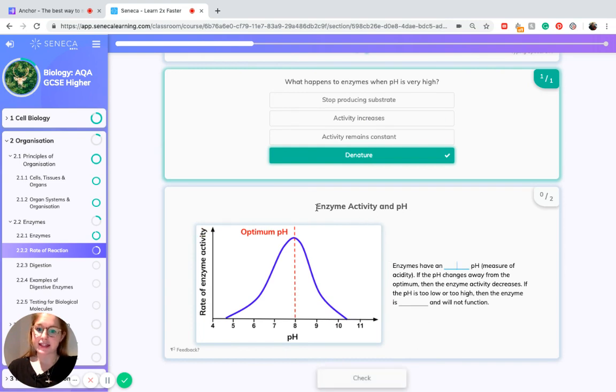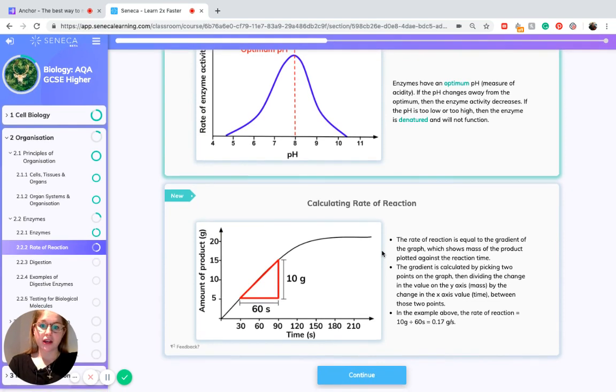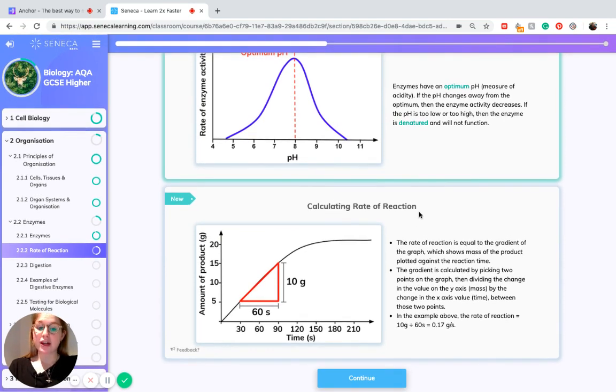So if we were to visualize how enzyme activity and pH are correlated, we know that they have an optimum pH, which is where they have their highest activity. And so you'd see a peak in the graph. If the pH were to change away, so perhaps by being too low or too high, then you'd find that the enzyme is denatured and it won't function. So you'd find that in a graph, the rate of enzyme activity would be decreasing either side of an optimum pH.